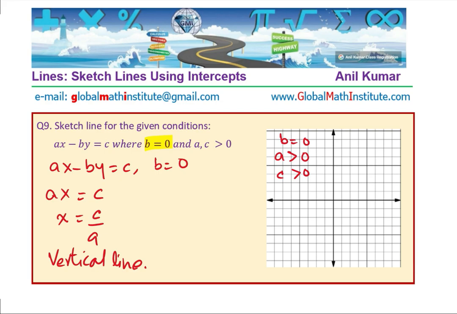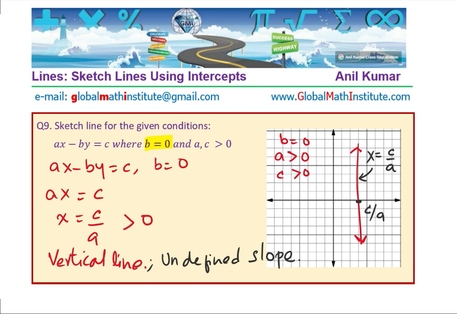Now which side and which coordinates will it touch? So let's look into that. We have both positive, so that means this is greater than 0, right? So that means the line has to be somewhere on the right side of y-axis. Perfect. And definitely this point, which is the x-intercept, is going to be c by a, right? So that is the equation of the line, which is x equals to c over a. So we have a vertical line with undefined slope, right? So vertical line and undefined slope. Correct? So that is how the line will be.